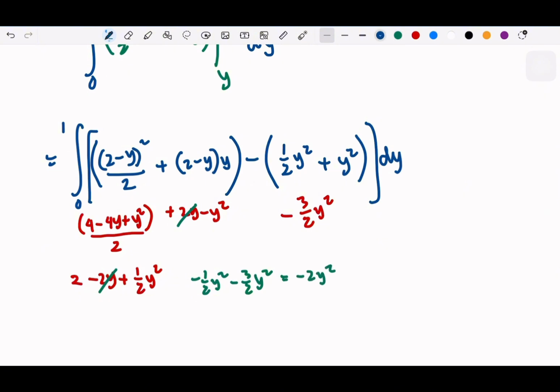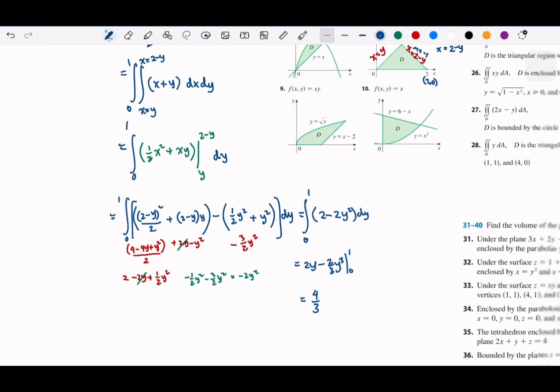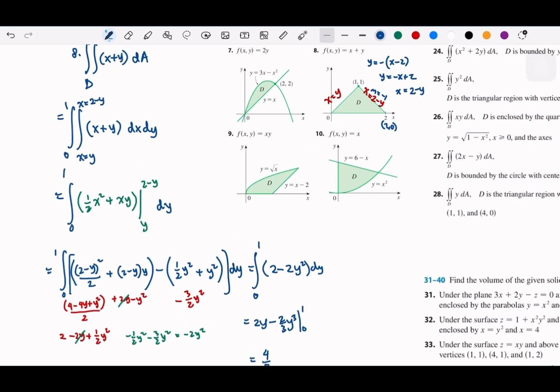So this will be from 0 to 2 of minus 2y squared dy. And again, take the integrations. 2y minus 2 over 3 y cubed. Okay, 2 minus 2 over 3. 6 minus 2 is 4, so 4 over 3. So that's for number 8.